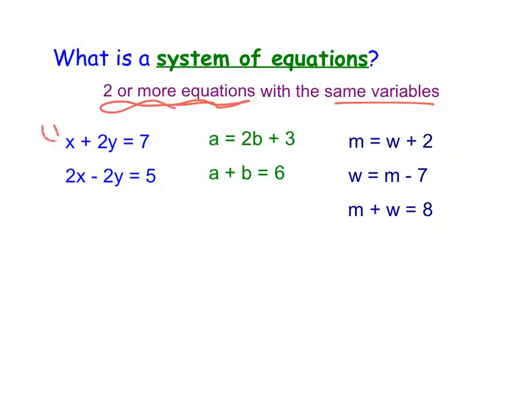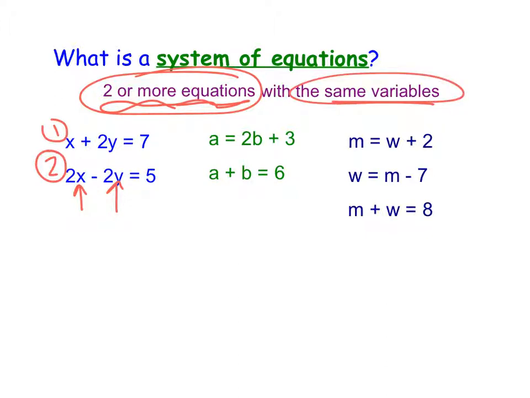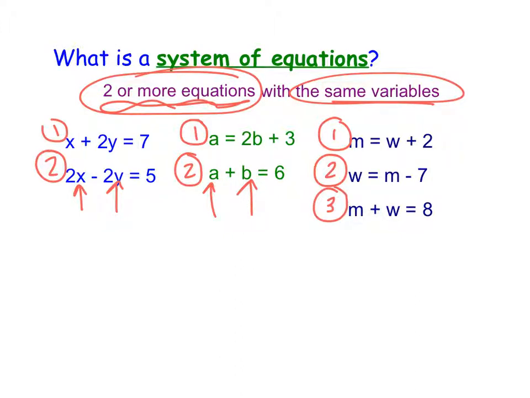Notice that in this first one, we have two equations with two different variables. That meets the requirements of a system. It's two or more equations with the same variables. Here in the second set, again, we have two or more equations with the same variables. They both contain A and B. And in this third example, we have three equations, which again fits that definition of two or more equations, and they again have the same variables of M and W. So the variables don't matter as long as they have the same variables, and as long as they have two or more equations of any type, it is considered a system.